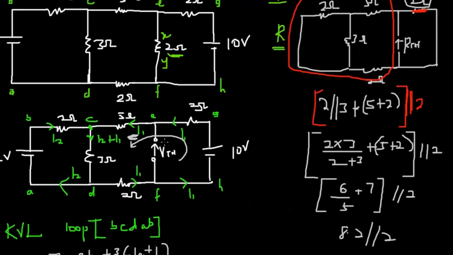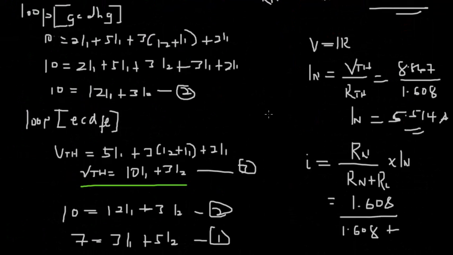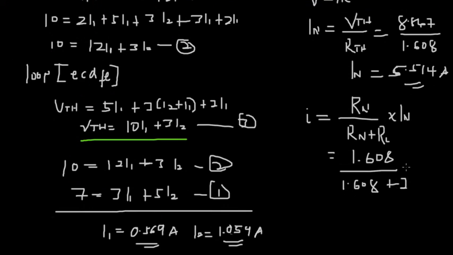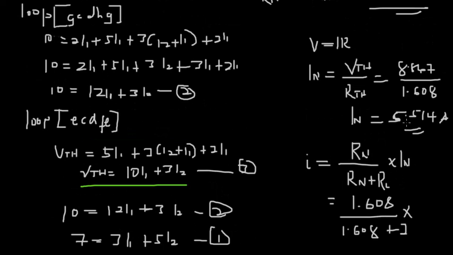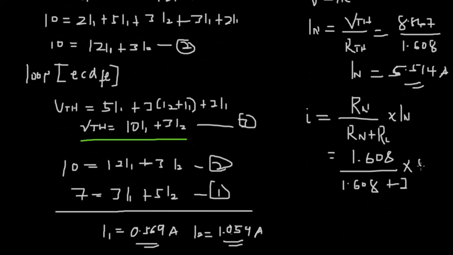RL was 2 ohm. So we have 2, and then multiply by IN, that's 5.514. So we have our I, the current passing through the 2 ohm, to be approximately 2 amperes. When you do the calculation, you might get something like 2 point something, but let's say it's 2 amperes.